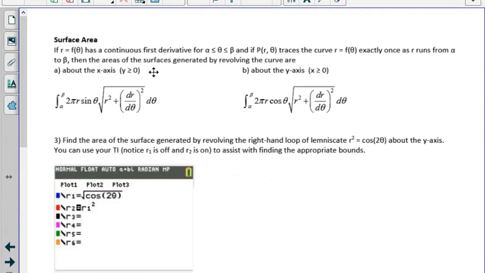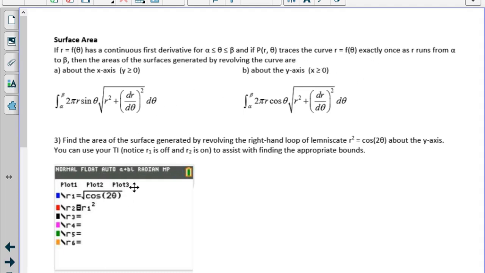Okay, finally, surface area. Here are the surface area formulas. There are 2 of them. One, if you rotate or revolve the curve around the x-axis, then you have 2 pi r times sine of theta. And if you revolve it about the y-axis, you have 2 pi r times cosine of theta. Notice that x must be greater than 0 here, and y must be greater than 0 here. We're going to do this exactly once. We don't want it to trace the curve more than once.